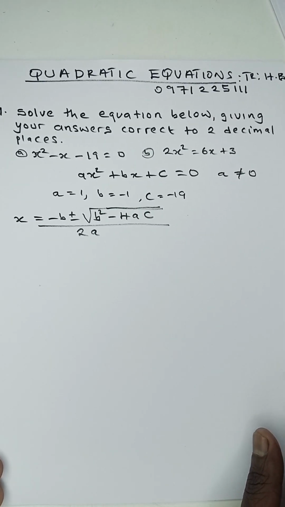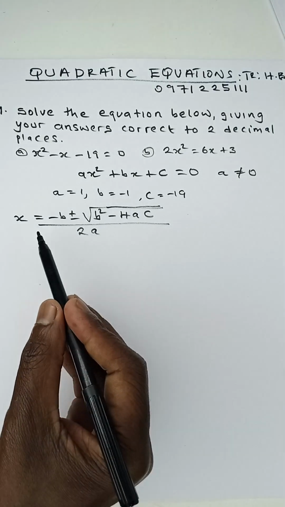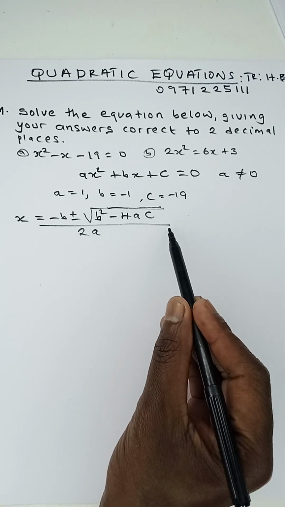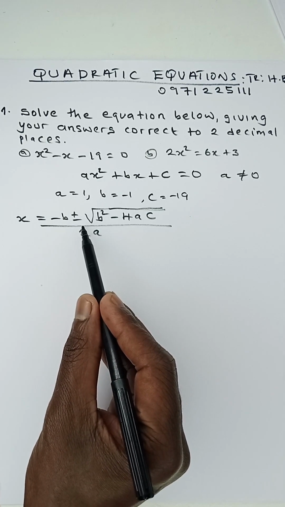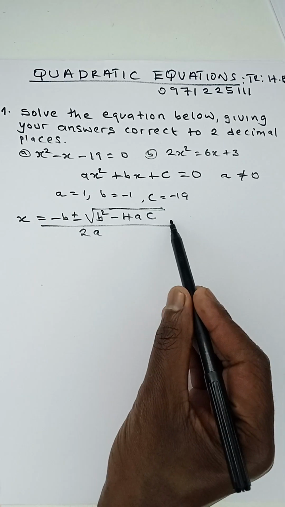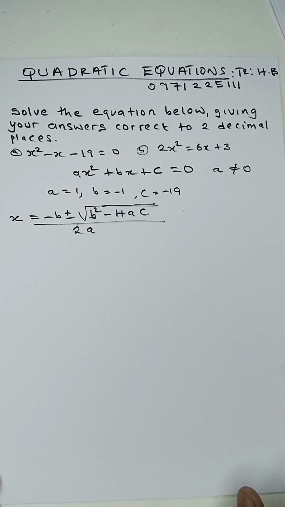When you are solving a quadratic equation, the line for division should start from here up to the far end. You need to take note of that. Do not write the line so that it starts from here up to this point, because then the formula will not be correct. Okay, so I'm going to substitute now.